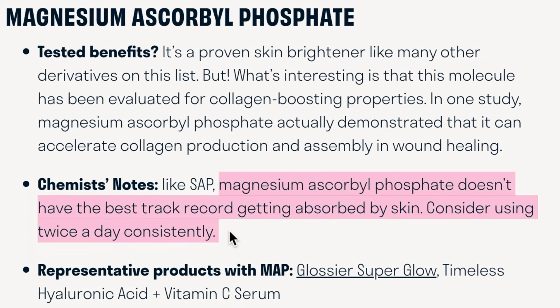First, MAP has been proven to work as a skin brightener. Also, in one study, MAP accelerated collagen production and assembly in wound healing. But according to the Chemist Confessions blog that I was just talking about, MAP doesn't have the best track record getting absorbed by skin. They also suggest to use it twice a day consistently.